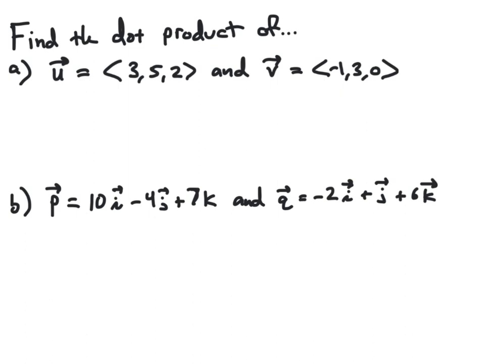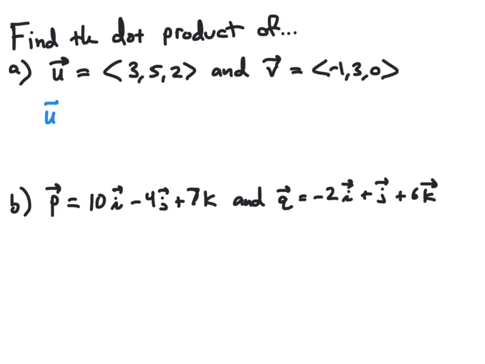In this example, we want to find the dot product of two different pairs of vectors. The first pair consists of the vector u, given in component form as 3, 5, 2, and the vector v given in component form as -1, 3, 0. The second pair of vectors are p, given as 10i minus 4j plus 7k, and q, given as -2i plus j plus 6k.